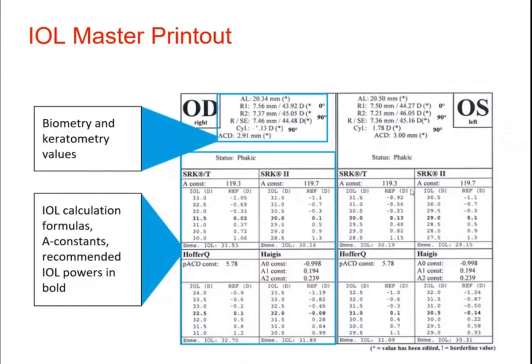Yeah, so this is just some printout from the IOL master, and you can see axial length is measured. ACD, anterior chamber depth, is also measured, right? So some information. Now, it's important to understand that ACD here is not the same as the predicted ACD that's mentioned here. This is what is provided as a lens constant value, so it's not a measured anterior chamber depth, whereas this is an actual measurement of the anterior chamber depth.